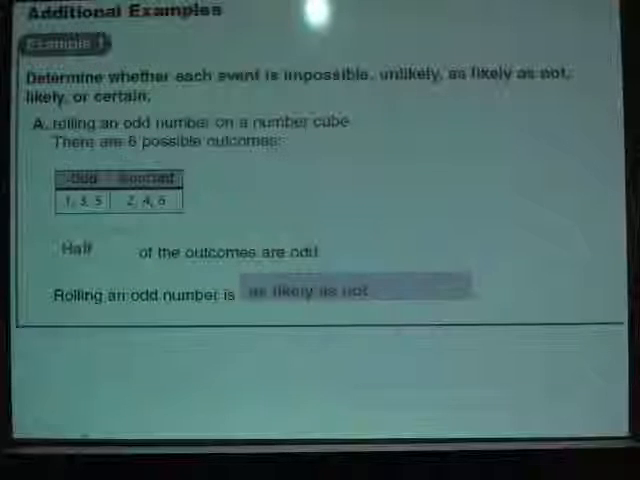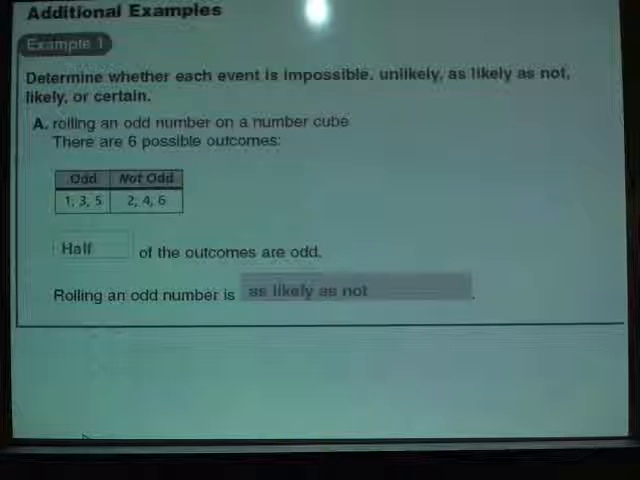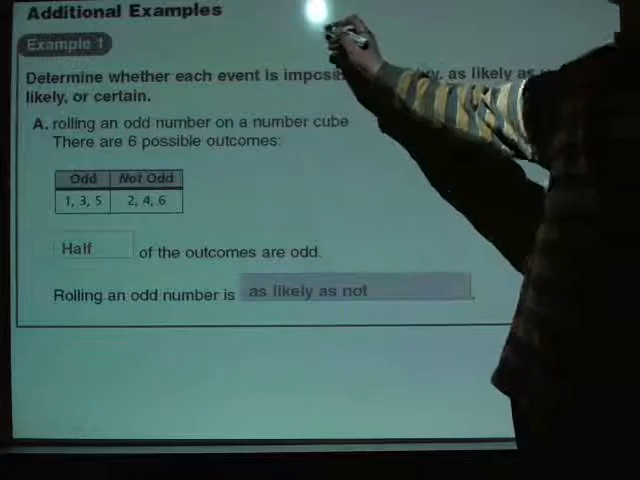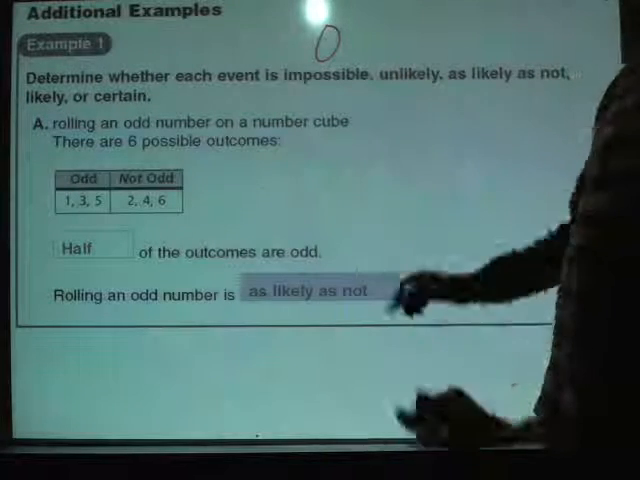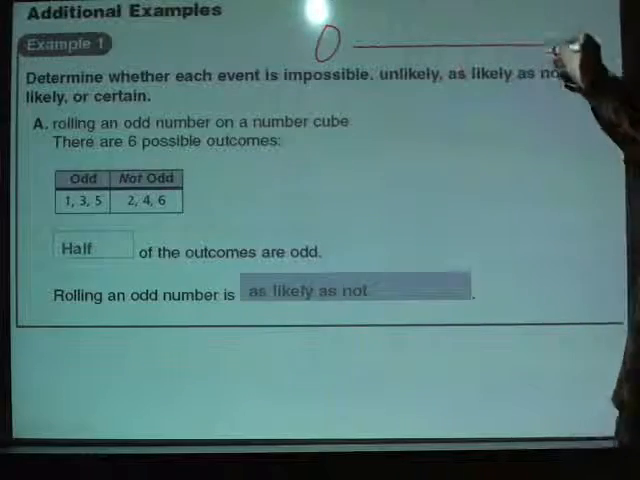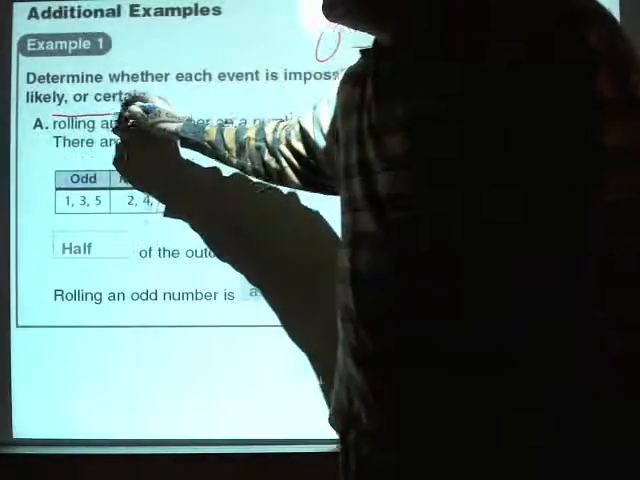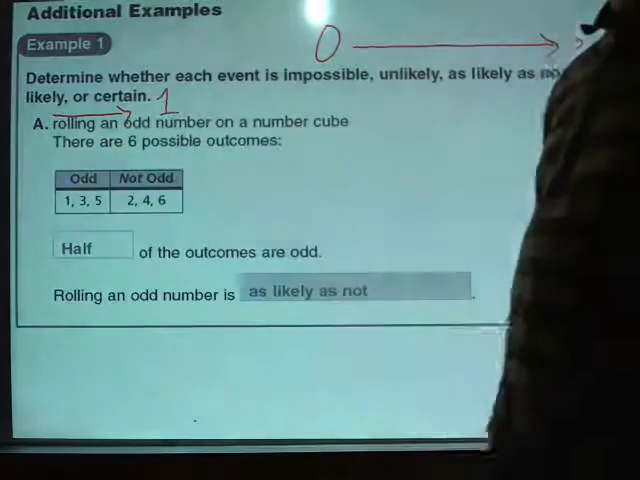So if we take a look at number 1 here, they're asking us to determine whether the event is impossible, unlikely, as likely as not, likely, or certain. So what they've done here is instead of giving us that 0 to 1 values to respond with, they've given us some words to respond with. These are in order, however, from no chance of happening, which is what impossible would stand for, all the way up to a chance of 1 of happening, which is certain.